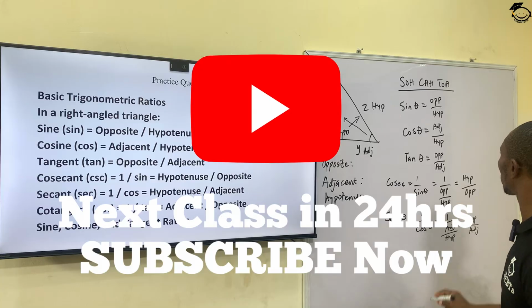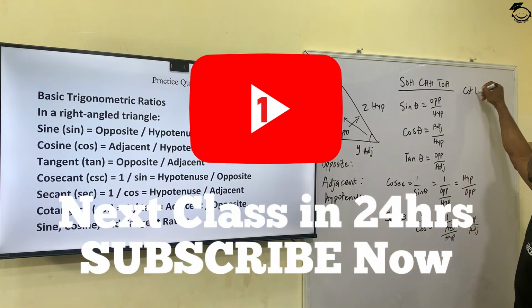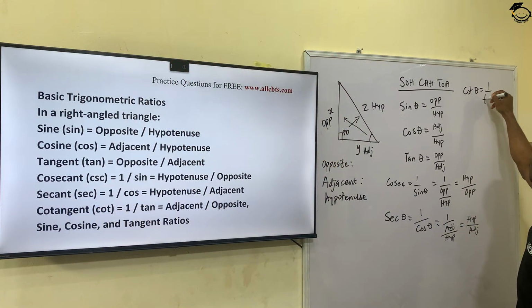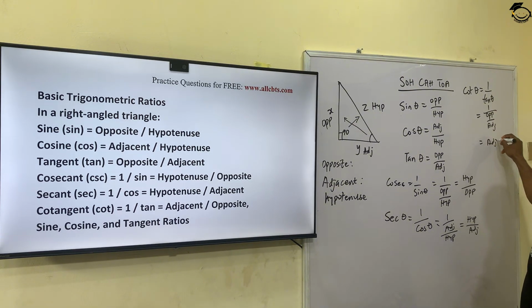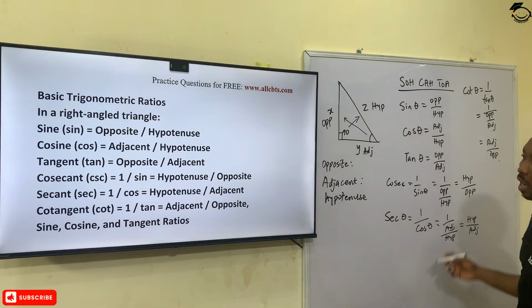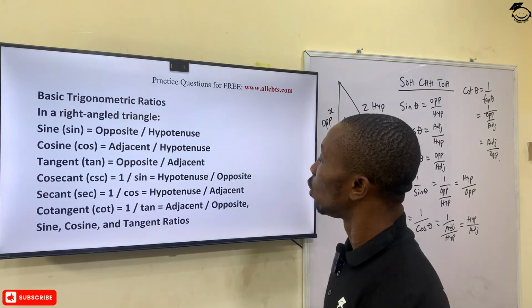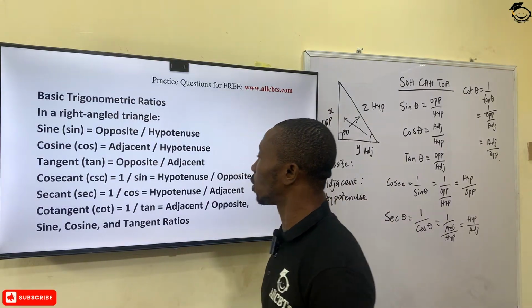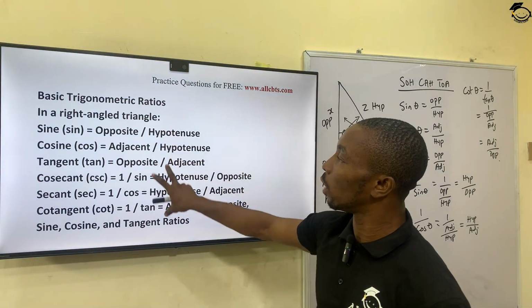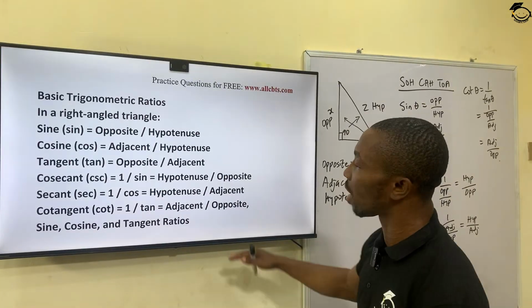And we have our cot theta, which is 1 over tan theta. And 1 over tan theta, where tan theta is opposite over adjacent, gives us adjacent over opposite as our cot theta. Now, it is important to always remember each and every one of these and how they are derived.